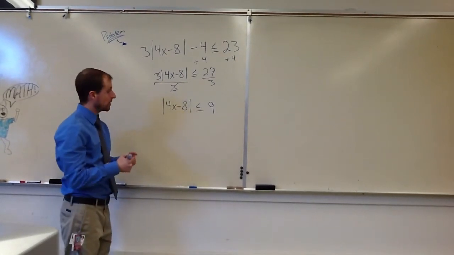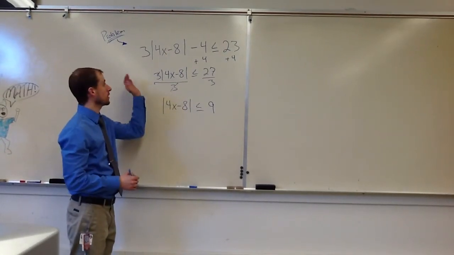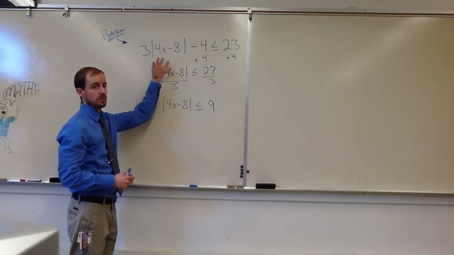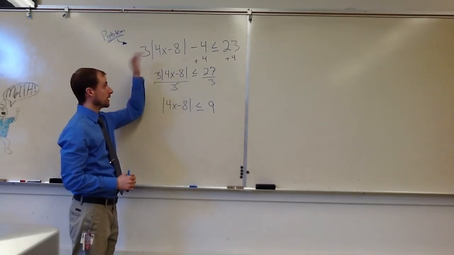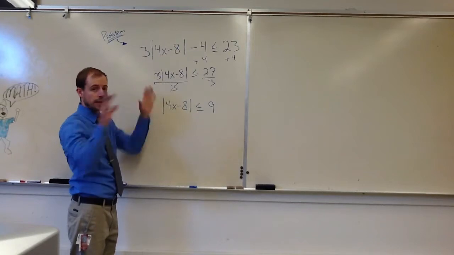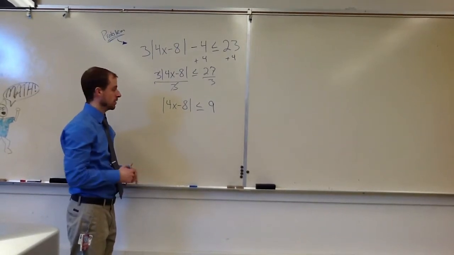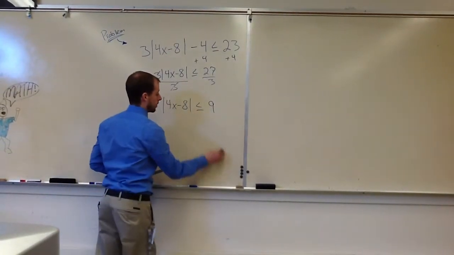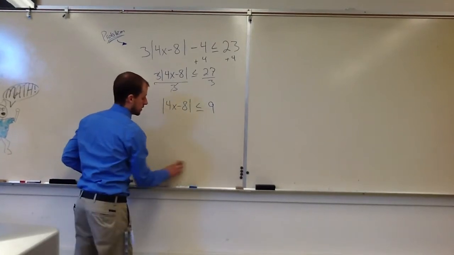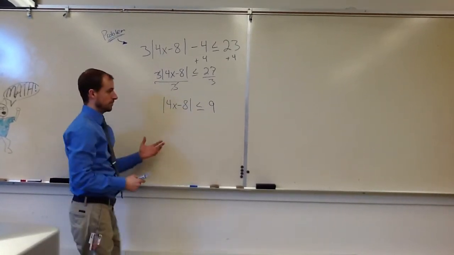So take a second to make sure that you understand those steps. We're not going to want to distribute, we're not going to want to disturb this absolute value yet. We're going to leave it like it is and get rid of everything else around it first. Then, what we're going to do is make sense of this problem.